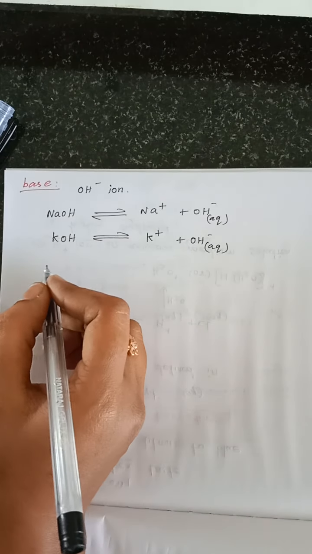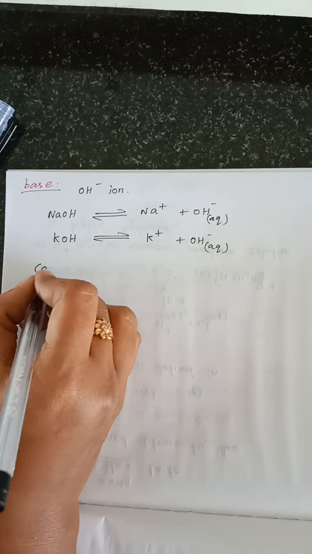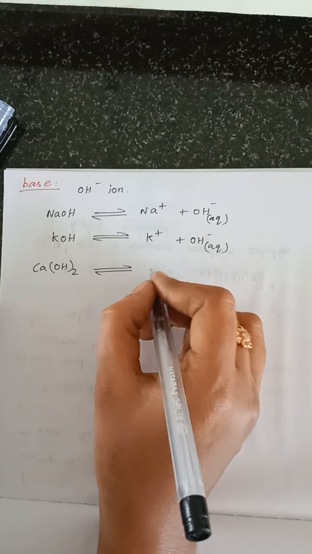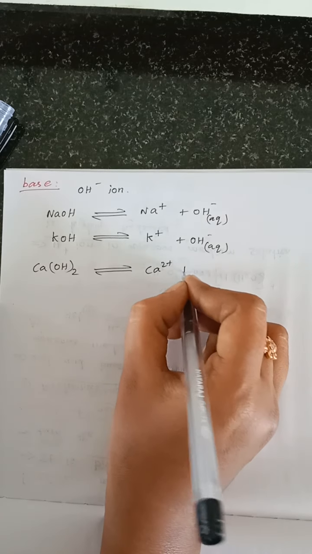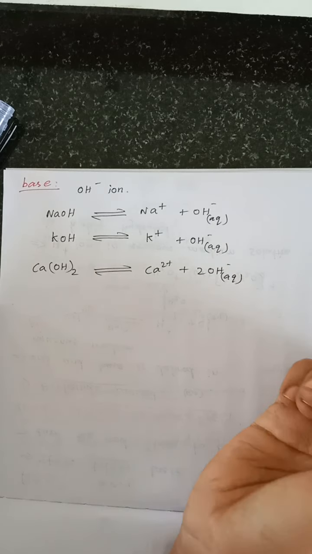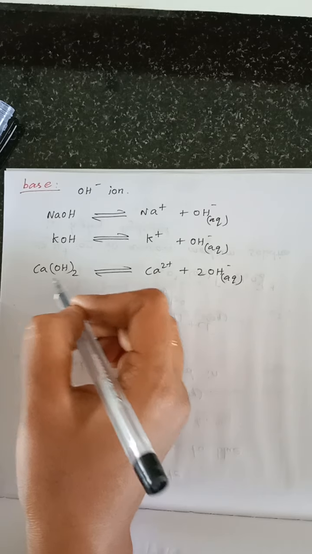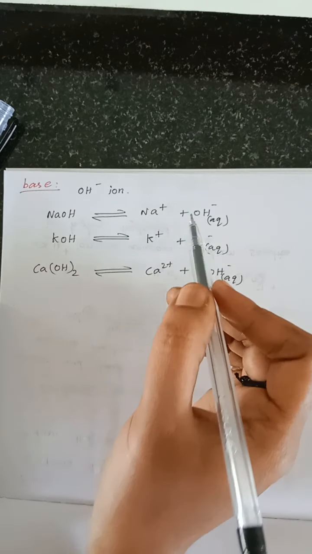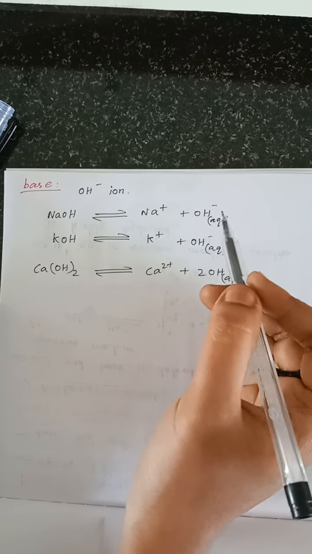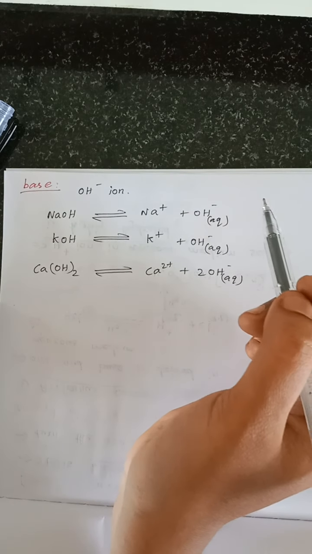The next example is calcium hydroxide. The calcium hydroxide formula is Ca(OH)2. It decomposes to calcium 2 plus and 2OH minus in aqueous medium. This is the example of base. Sodium hydroxide, potassium hydroxide and calcium hydroxide dissociate to give hydroxyl ion, OH ion, in water, aqueous medium.